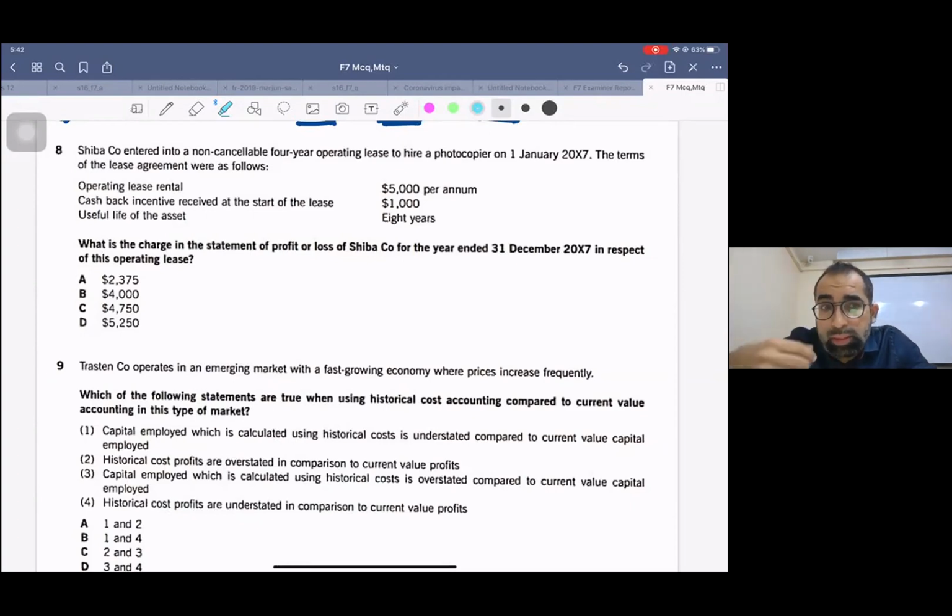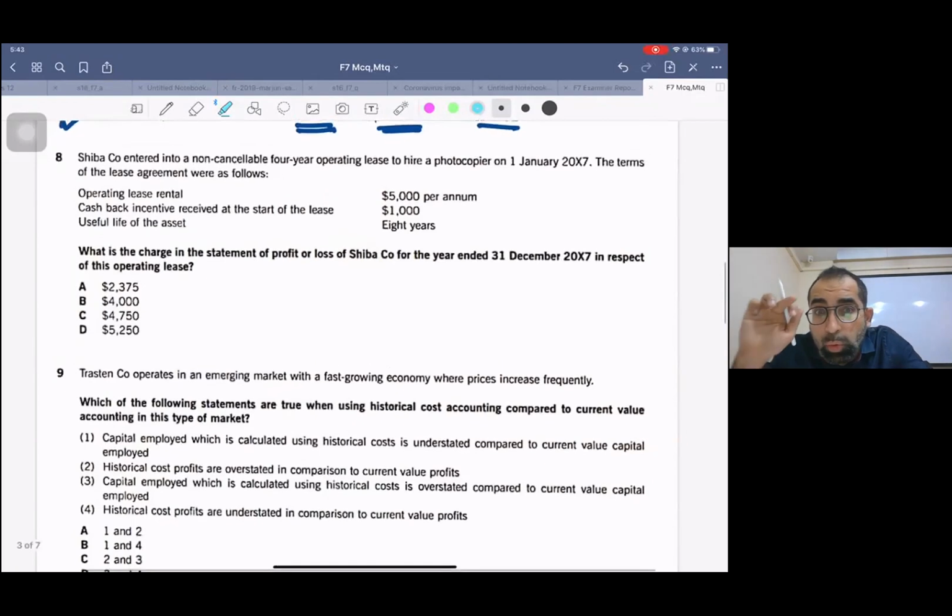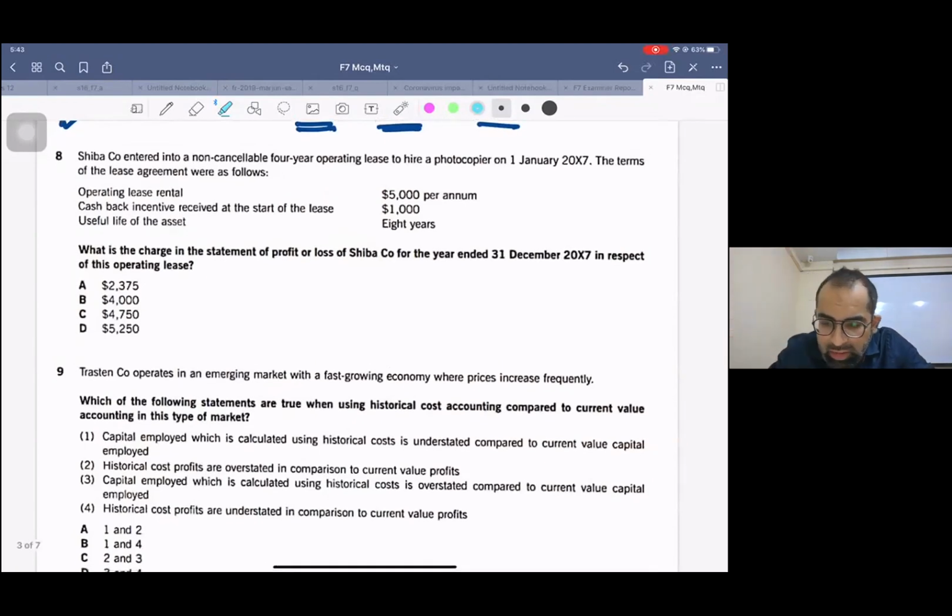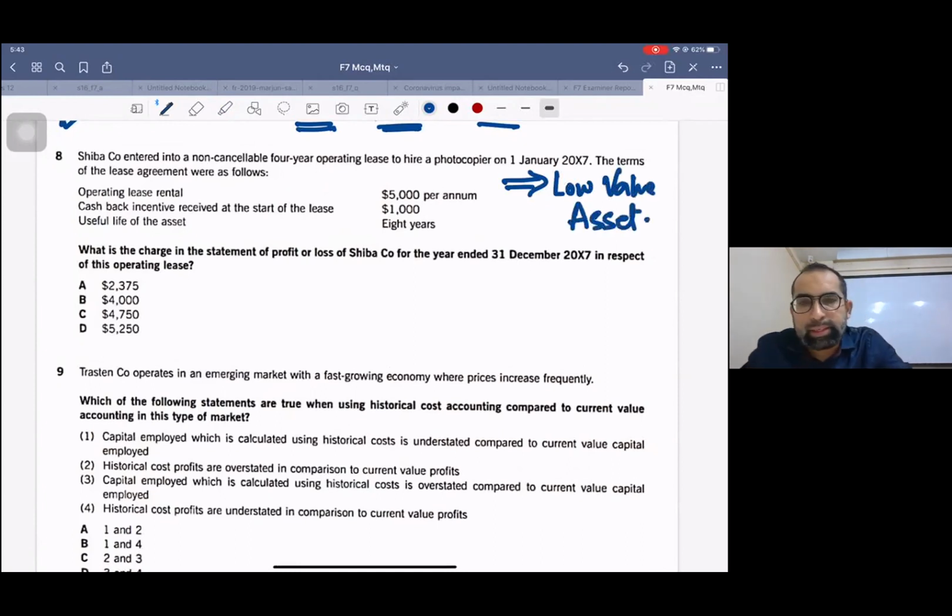So for this question, just to make you understand, I'm writing here because this is the old question and I have copied the exact past paper. I'm writing here, this is a low value asset. Okay, this is the low value asset. So that's why they are using, see that lease term is 4 years.